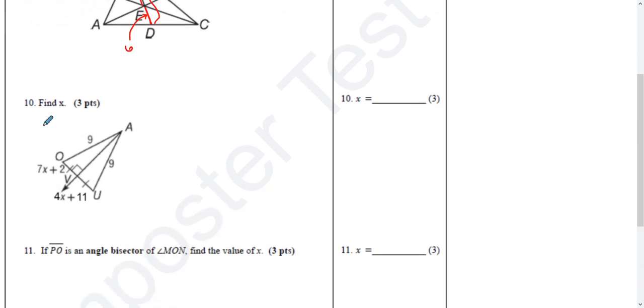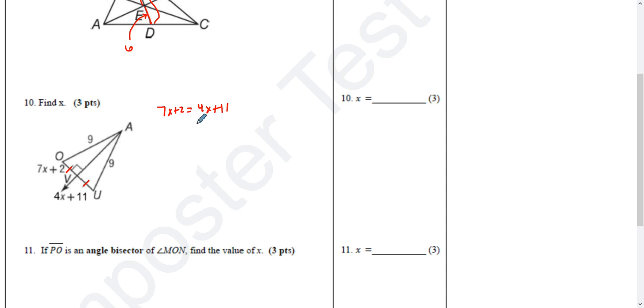Next question. The other thing to know about this is that it is a perpendicular bisector. It's perpendicular, it's bisecting. But even if I didn't know that, these little lines say that this segment is congruent to this segment. So the 7x plus 2 is equal to the 4x plus 11.